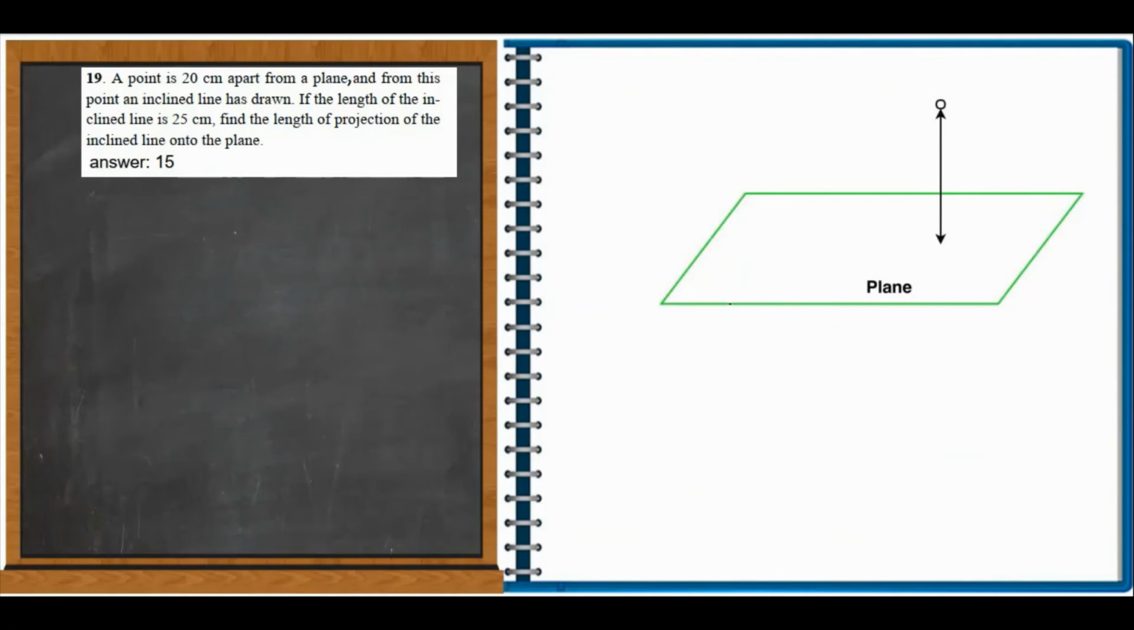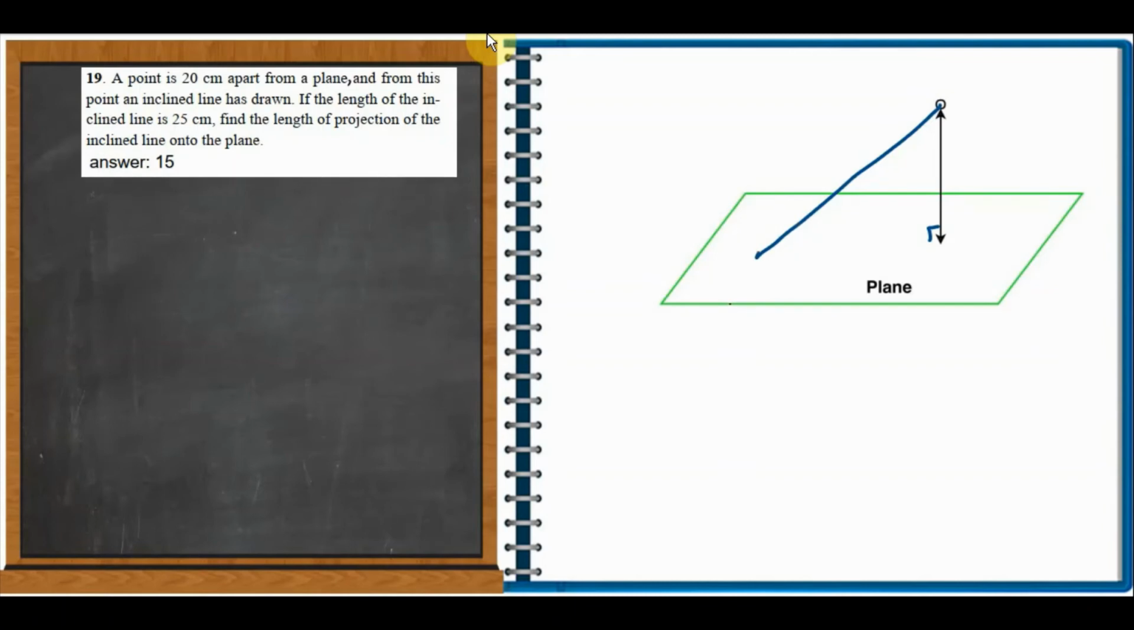Number 19. A point is 20 cm from a plane, and from this point an inclined line has been drawn. If the length of the inclined line is 25 cm, find the length of the projection of the inclined line onto the plane. Now guys, just imagine the plane and the point. The distance between point and plane is the shortest distance between them. It means the line from the point to the plane creates 90 degrees with the plane. Then an inclined line is a line from the point to the plane that doesn't create 90 degrees with the plane.